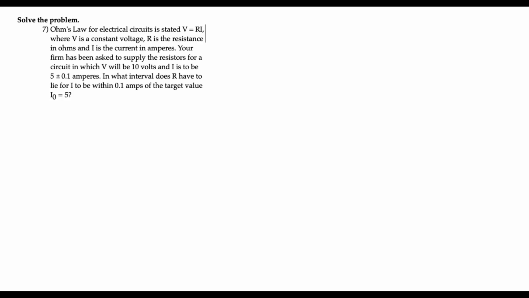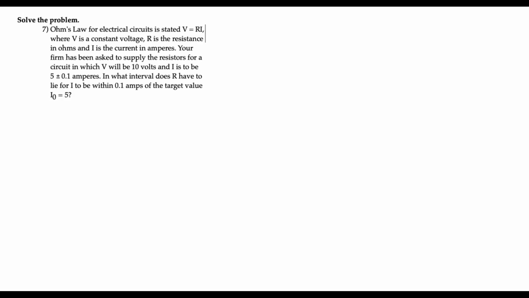Okay, now we're going to take a look at an application of where we might use these limits. So let's take a look at one of these. You might recognize this from a physics course or so. It says Ohm's law for electrical circuits is stated V equals Ri, where V is a constant voltage, R is the resistance in ohms, and I is the current in amps.